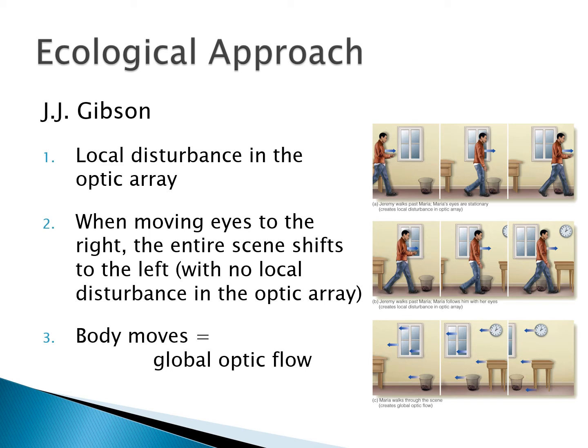At one point, we see the window completely. At the next point, he's occluding the window, and then at the next point, he's on the other side of the window. So we're having this motion occur through time. And that is true regardless of whether he's moving across Maria's retina and her eyes are staying still, or whether her eyes are moving and watching, doing this kind of pursuit movement of Jeremy. Then when moving the eyes to the right, the entire scene shifts to the left, but in this case, there is no local disturbance in the optic array. Again, suggesting now that there is no movement.